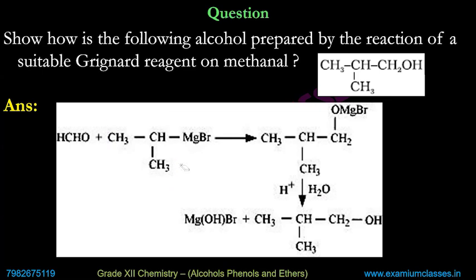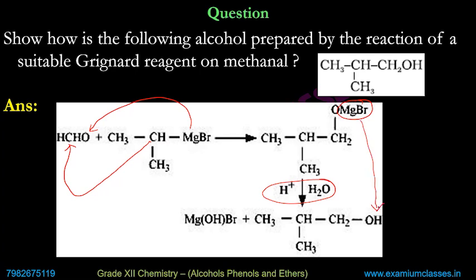This R will get attached to this carbon. Okay? MgX will get attached to oxygen, MgBr here. And then on acidic hydrolysis, this MgBr will get converted to H and you will get alcohol. This is the reaction you have to write. Anything not clear, let me know.